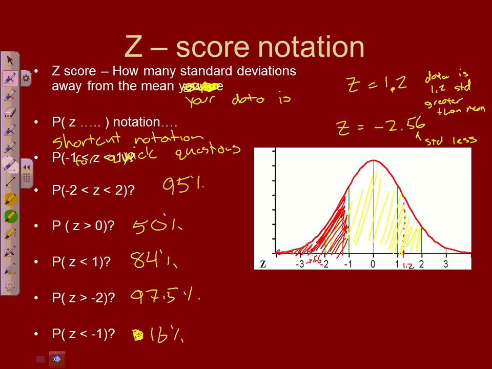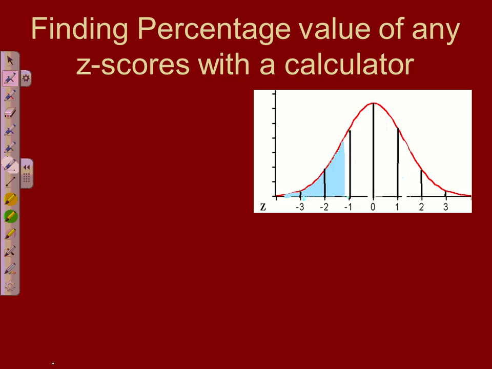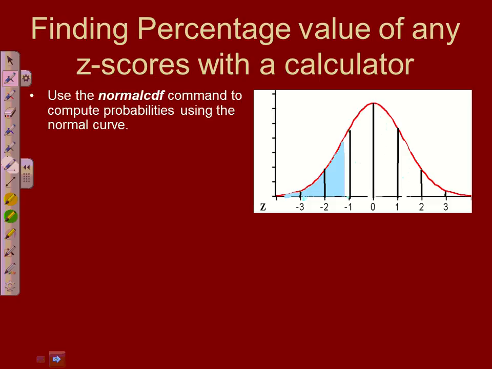Well, guess what? Get out your calculators. We'll be able to find all of these values without using our brains. Isn't that great? No more brain usage needed. We can just use our calculators. We can find the percentage values of any z-score with a calculator. We can answer all those questions with a calculator. We're going to introduce ourselves to the normal CDF command.